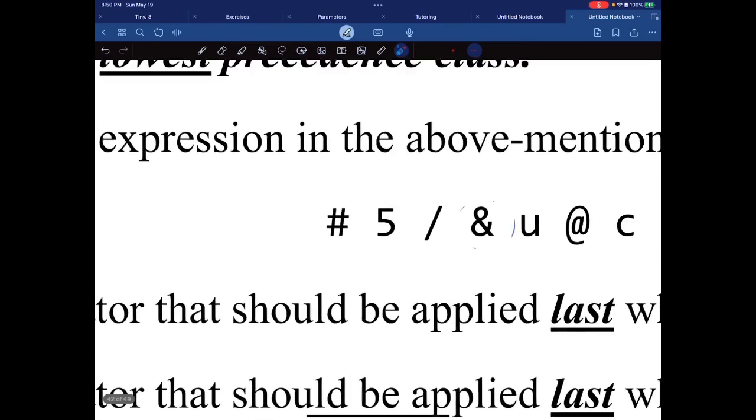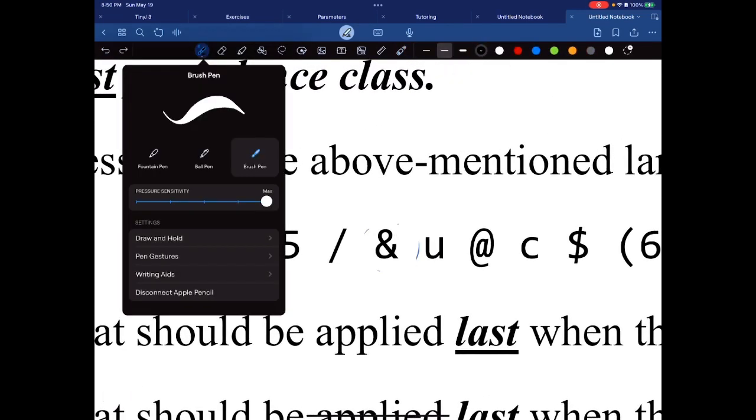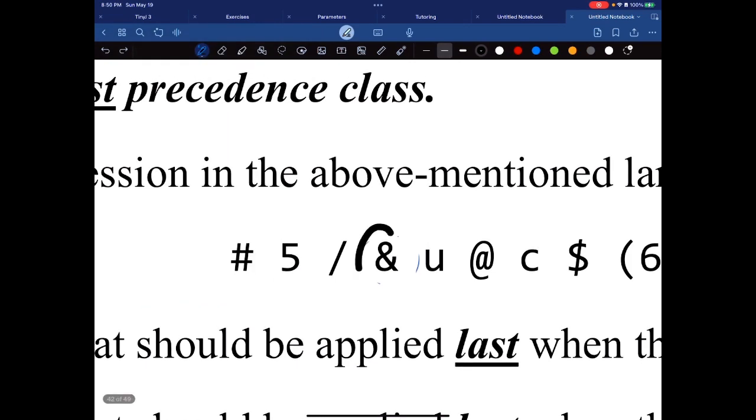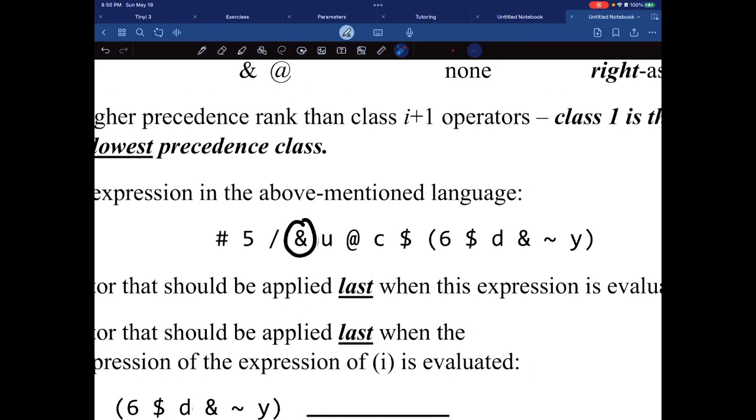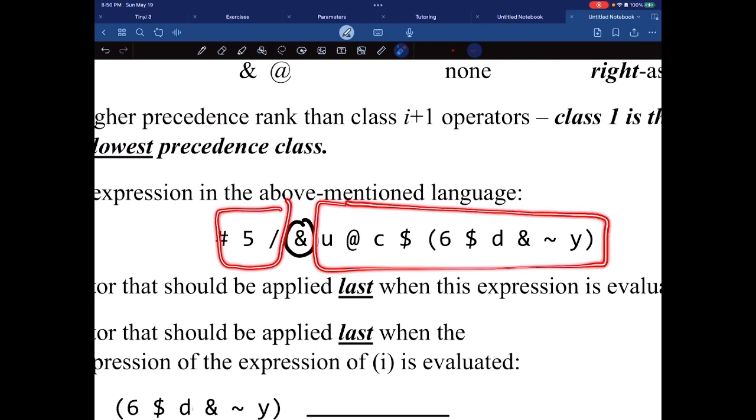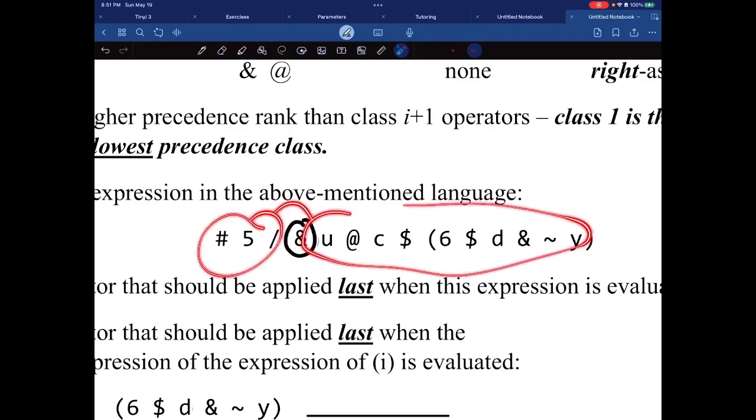So I'm going to circle it. And that one would be applied last. The operands for this operator would be what's to the left of it and what's to the right of it. That's what it means by applied last, because it's going to first evaluate what's to its left and then to its right, and then it'll do this. So that's why it's applied last: it needs to do all of this, and then finally that.